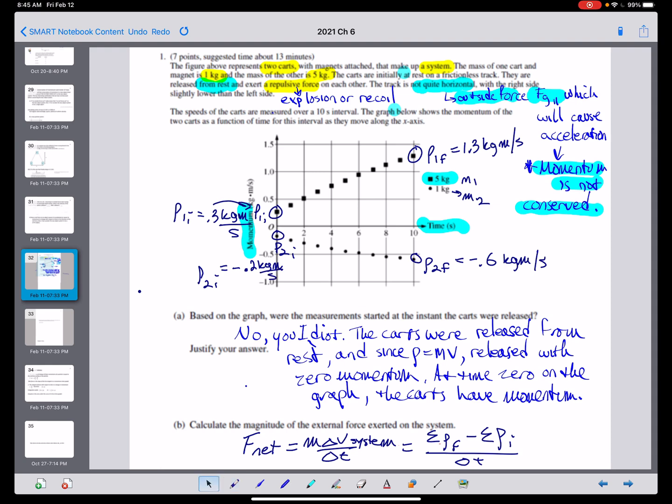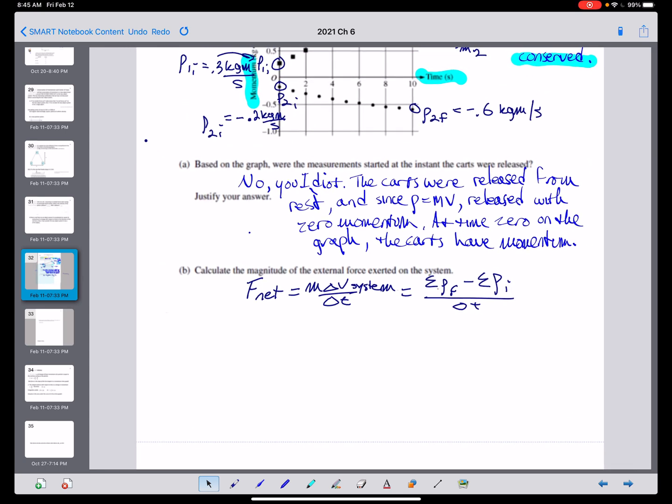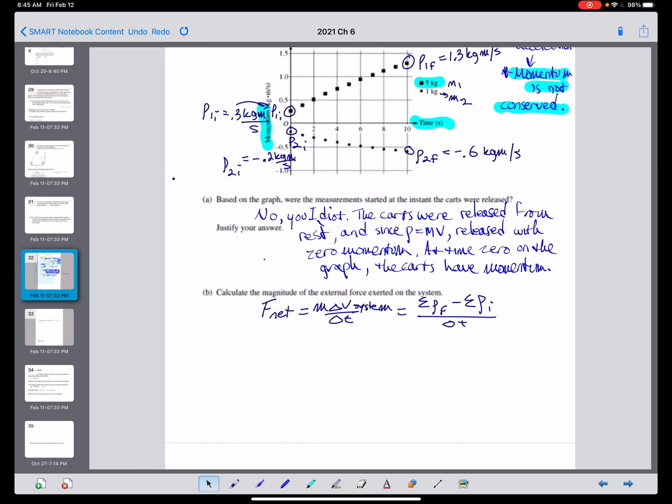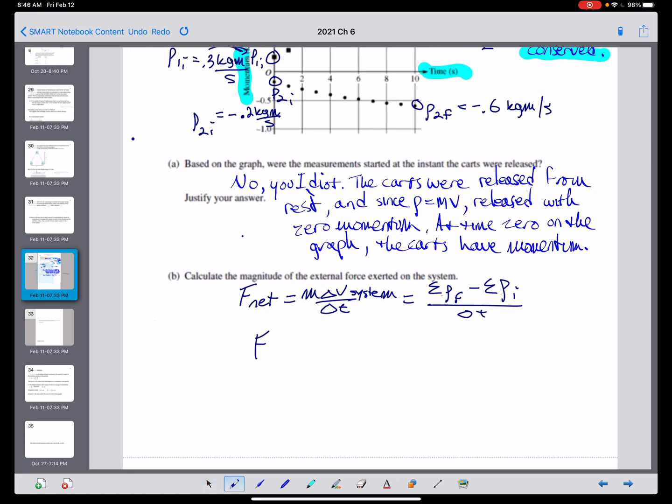All right, let's go plug that stuff in. So we got F net equals the sum final, which is going to be 1.3 minus 0.6. It's a sum, but the 0.6 is negative, so I'm just going to put minus 0.6. And then subtract the initial, which is 0.3, and then we add the negative 0.2, which is the same as just saying minus 0.2, and put that over a time of 10 seconds.